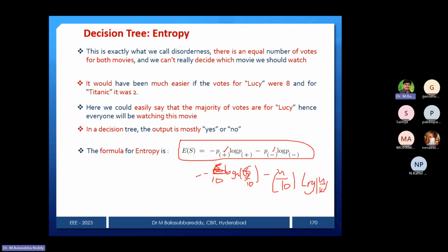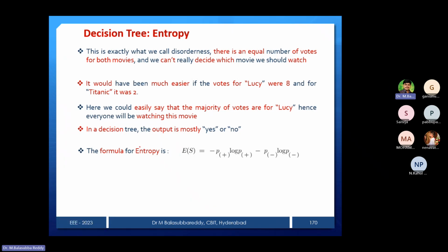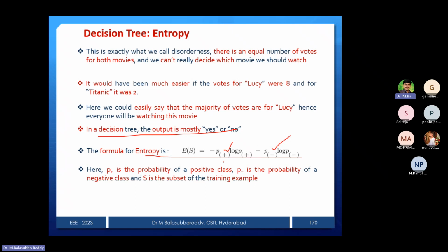Now this will be the entropy of S. Whatever classes we are using, that will be the entropy of S. First we are deciding whether yes or no. In that case, we have to use the entropy formula, with the positive class probability and the negative class probability. Based on that, we get the entropy. So P plus is the probability of the positive class, P minus is the probability of the negative class, and S is the subset of the training examples. At any point of time, we can easily calculate the entropy.